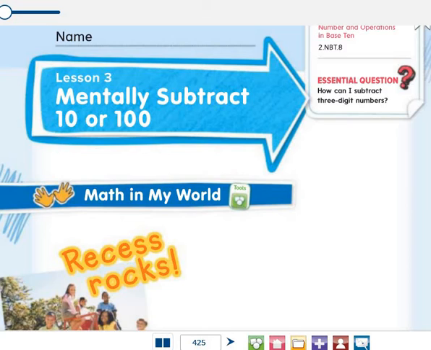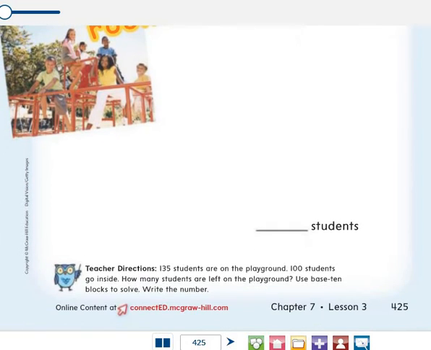Our lesson today is really interesting. Mentally subtract 10 or 100. In the last lesson you have learned how to subtract hundreds. In this lesson you are going to learn how to subtract tens or hundreds from hundreds and some more. Let's see how we can do that. Let's start with the story.